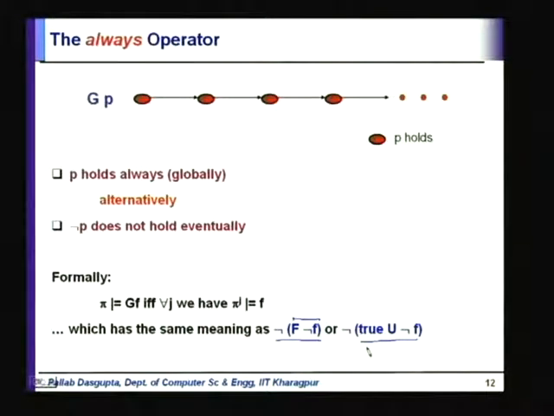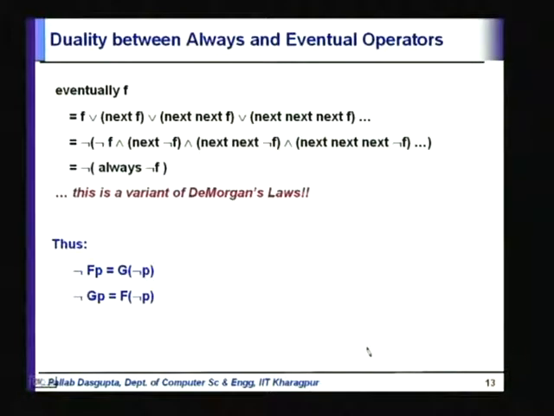So, you see future and always operators can be expressed using the until operator and the Boolean operators. So, X and until are the basic temporal operators. There is a duality between the always and eventual operators, and it is actually a variant of De Morgan's laws. So, let us see why that is so.